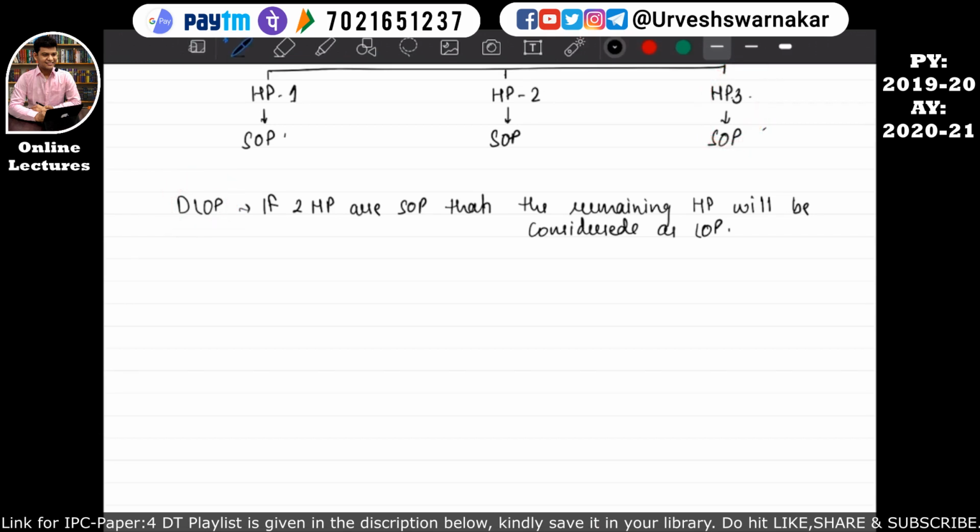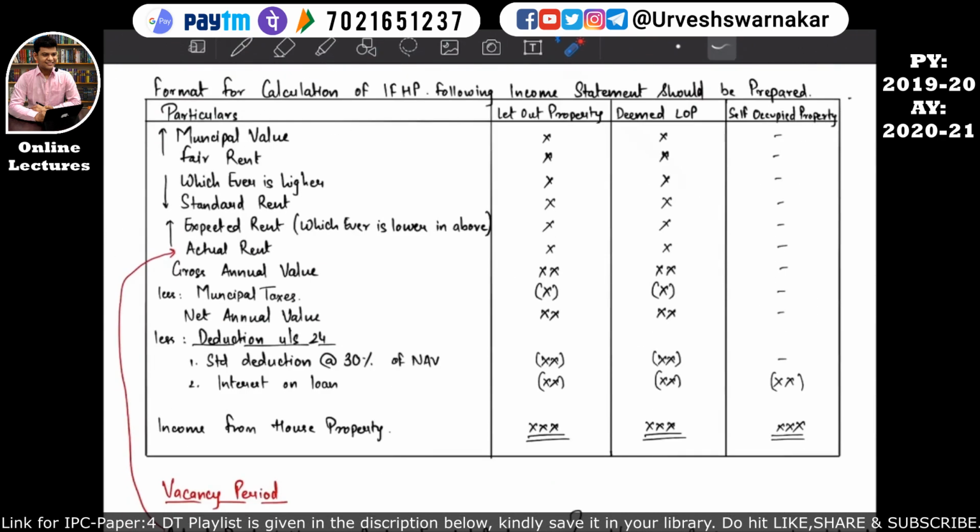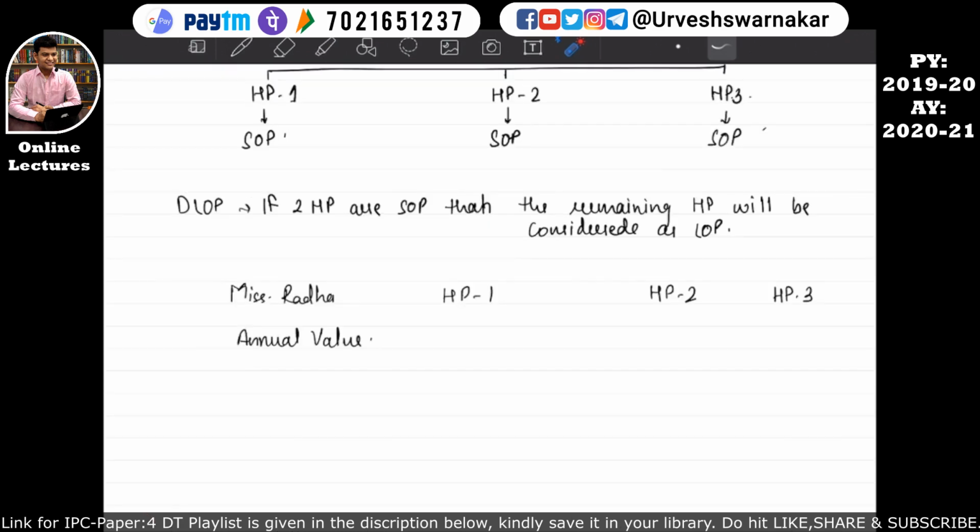So basically what will be done is, in Miss Radha's case, the house property 1 as well as house property 2 as well as house property 3's annual value will be calculated. How will the annual value be calculated? Annual value will be calculated in this manner. But you will say, sir, that actual rent is not there. How will the income tax department calculate the annual value? So let's understand how we will calculate annual value for the house properties if the house properties are not actually let out.